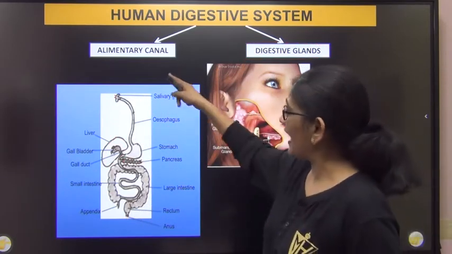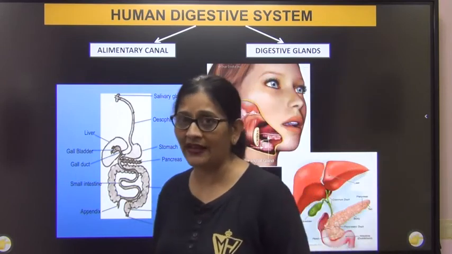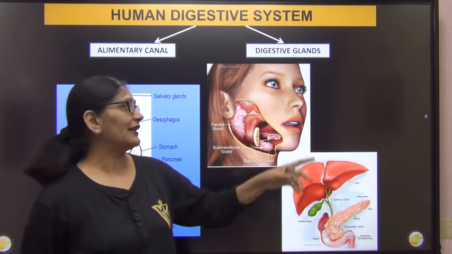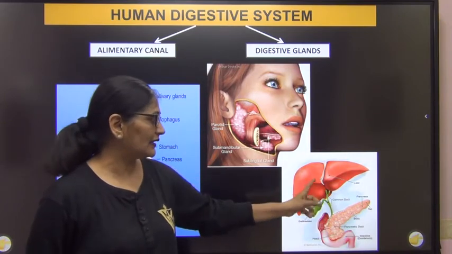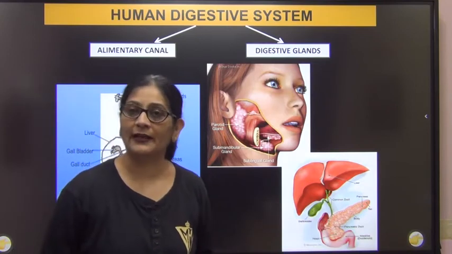So first I will give you a description of this human alimentary canal, and then I am going to give you a description of the associated glands. The three main glands are the salivary gland, the liver and the pancreas, right? So let us start with the alimentary canal.